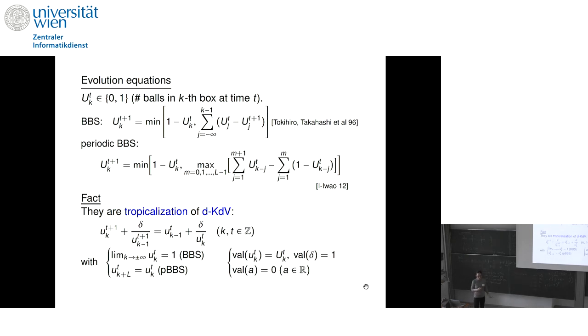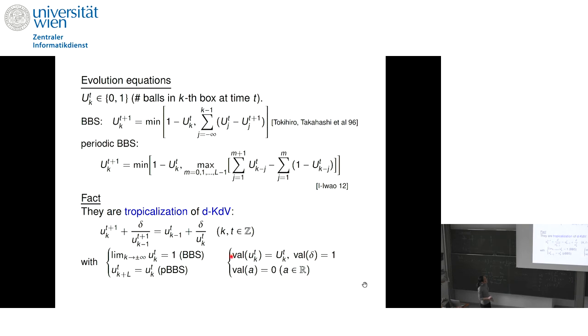Then there is a fact that these two are tropicalizations of the discrete KdV equation, which I will explain tomorrow in more detail. So it is the discrete KdV equation I introduced yesterday. And we set some specific boundary condition for each case. In the infinite box-ball system case, at infinity we assume that there is no ball, so it means u_t^k is zero, in terms of the valuation, for k infinitely negative and positive. And in the case of the periodic box-ball system, we assume just a periodic boundary condition like this. And then we set valuations of u and other real numbers like this. And the valuation of this delta should be one, actually. This means the capacity of the box.